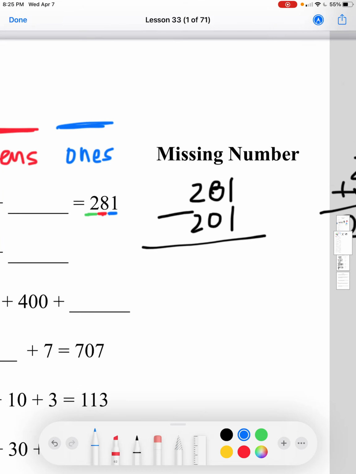Now if we subtract, we have 1 minus 1, which equals 0. 8 minus 0 equals 8. 2 minus 2 equals 0. So we get 80.